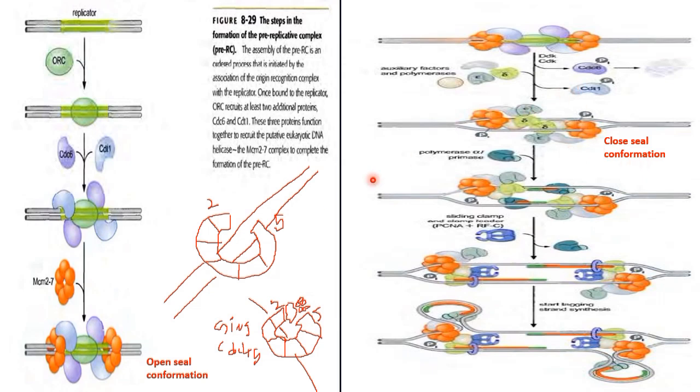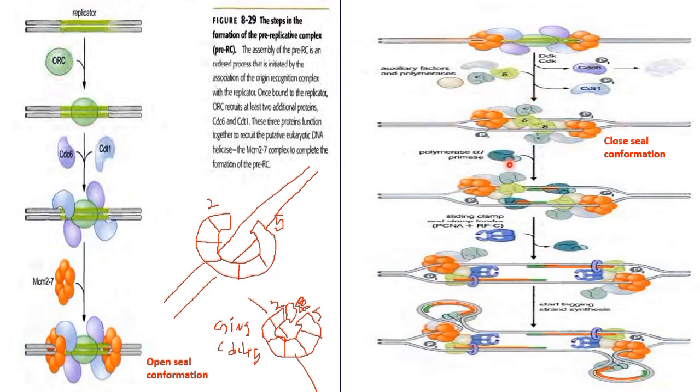After this, the phosphorylation event takes place, which activates the helicase. After the activation of helicase, auxiliary factors like polymerases and the beta clamp loader and beta clamp, single stranded binding proteins, also get recruited at the complex at the replisome, and this is what we refer to as replisome or replication bubble.